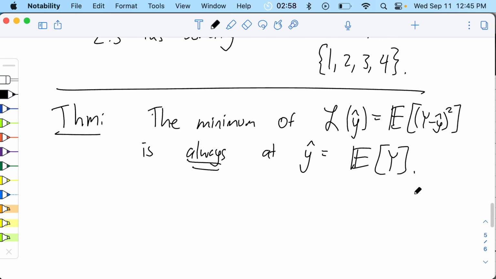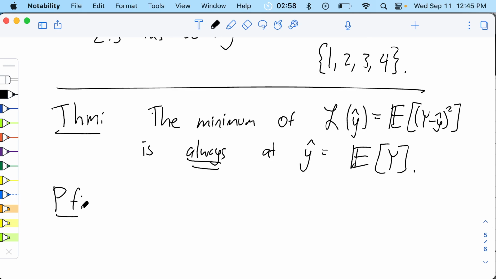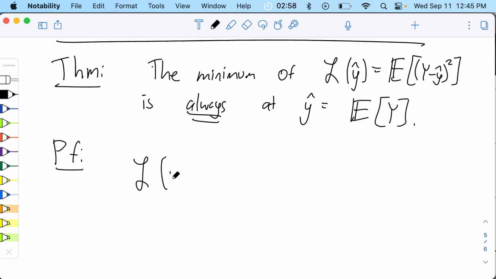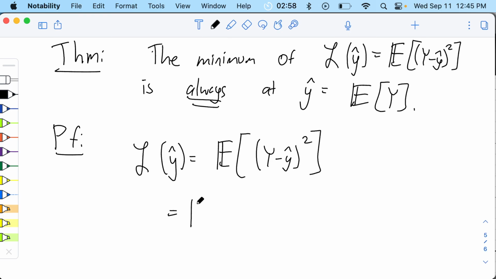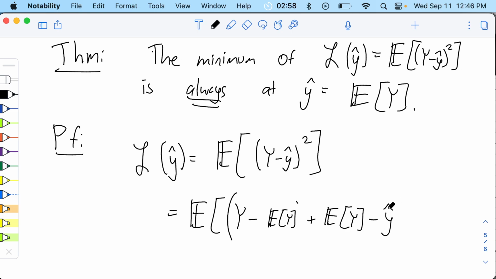And here's the proof of the theorem. So we start with our loss function, L of y hat, which is the expected value of y minus y hat squared. And I'm going to do a mathematician's favorite move, which is you add 0. What is adding 0? Well, it's adding and subtracting the same number. I'm going to add and subtract expected value of y. So y minus expected value of y, plus the expected value of y minus y hat, and all that's squared.